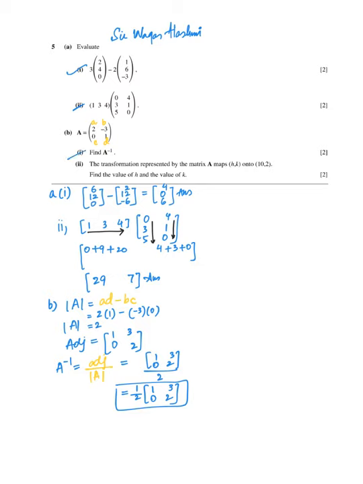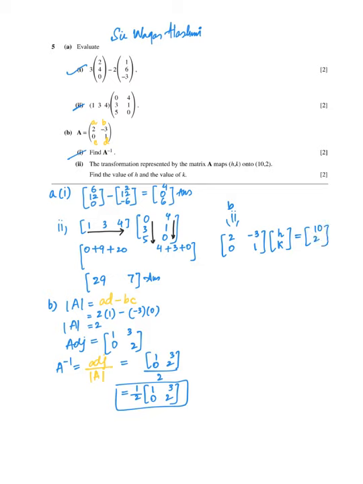All right. For B part 2, it says the transformation represented by the matrix A maps (h, k) onto (10, 2). Find the value of h and the value of k. The transformation we have is A, which is [2, 0; -3, 1]. It transforms the point (h, k) onto the point (10, 2). So we need to find h and k.